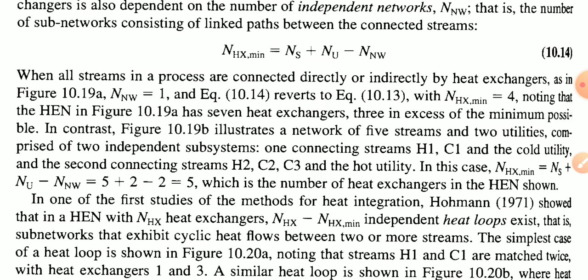For NW equal to 1, equation 10.14, which we saw, and equation 10.13, NHX minimum is equal to 4. Note that the heat exchanger network in Figure 10.19a has 7 heat exchangers. There is an excess over the minimum possibilities. In Figure 10.19b we will see and illustrate a network for 5 streams and 2 utilities.